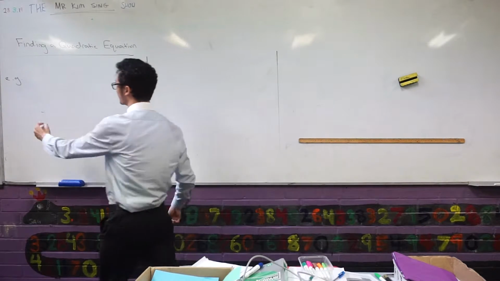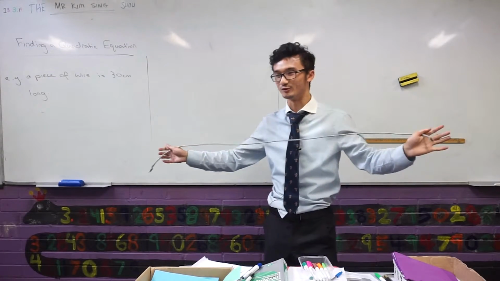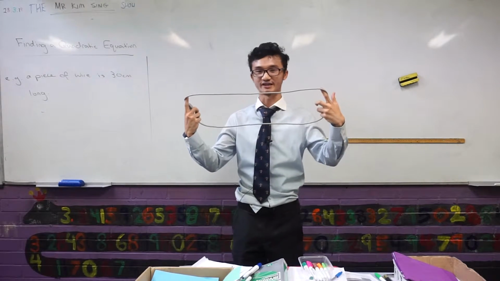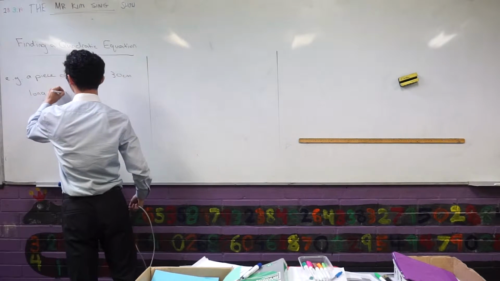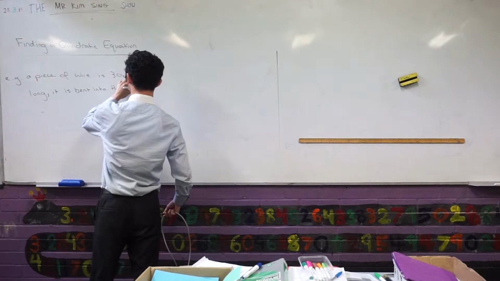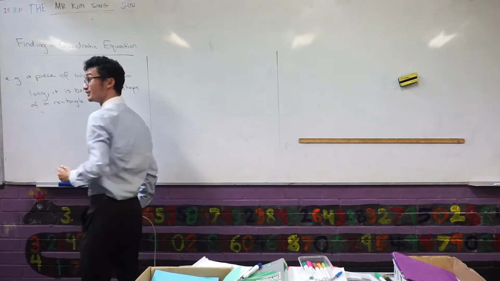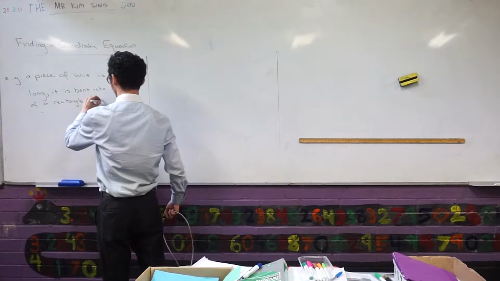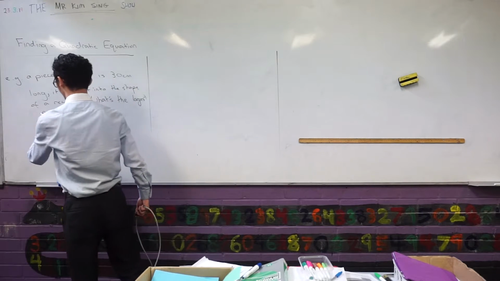Let me give you this question here. So imagine you've got a piece of wire, right? I've got an HDMI cable. And you bent it so that it was the shape of a rectangle. It's bent into the shape of a rectangle, okay? My question is this. If it's bent into the shape of a rectangle, what's the largest area it could be?